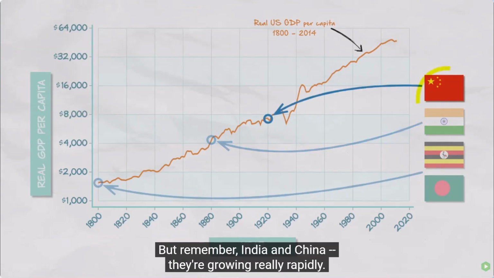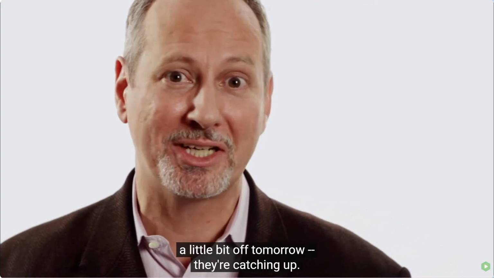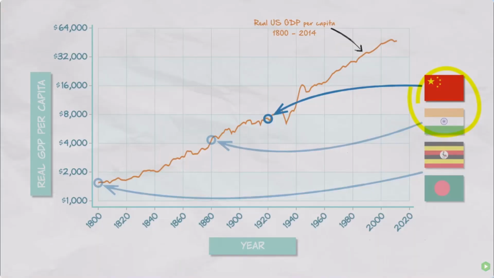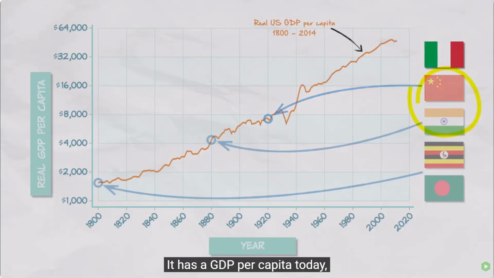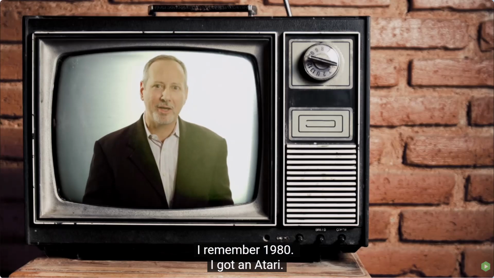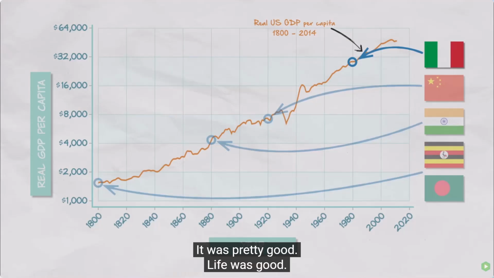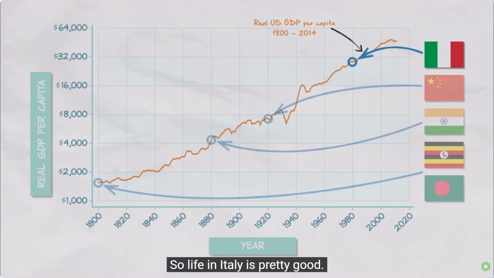But remember, India and China are growing really rapidly. So anything I say today is going to be a little bit off tomorrow. They're catching up. Here's Italy. It has a GDP per capita today which is about what the United States had around 1980. I remember 1980, I got an Atari. It was pretty good, life was good. So life in Italy is pretty good.